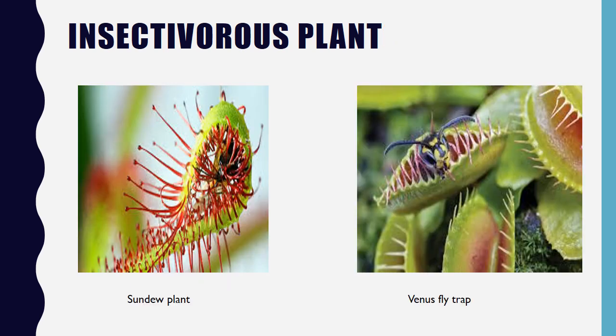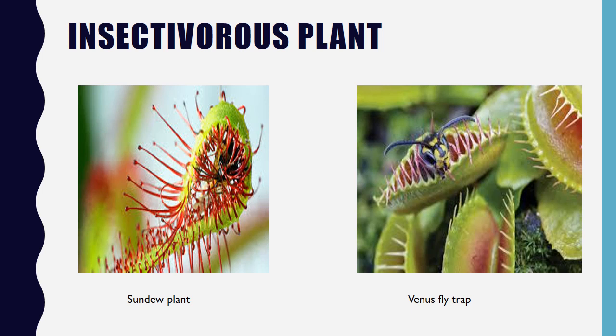Now the next insectivorous plant is the sundew plant. You can see the picture of the sundew plant. Sundew plants also trap insects, because you can see in the picture this plant has deadly hair on its leaf, red color hair. So this plant contains deadly hair on its leaves, and also sticky drops at the end of this hair.